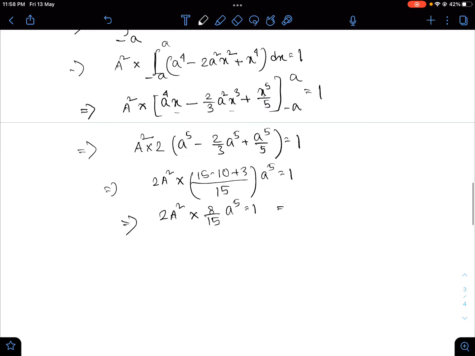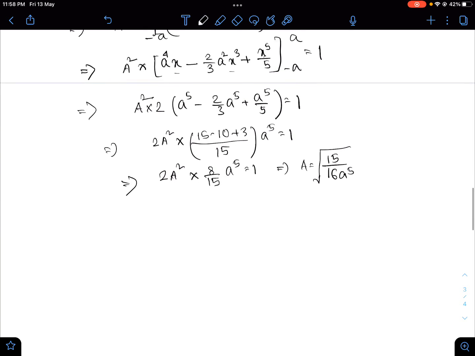So our A squared will be 15 by 16 a to the power 5, and if we have to find the value of A, it will be the root of this. So this is our value of A.